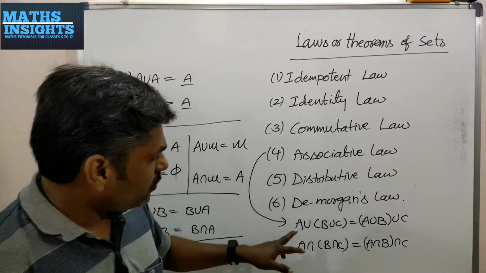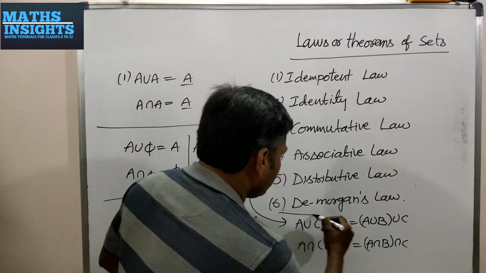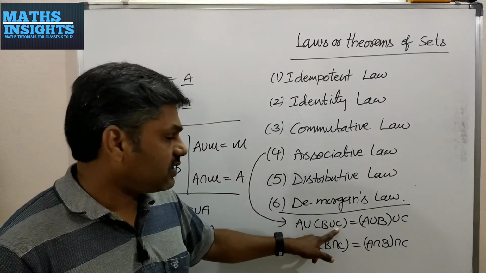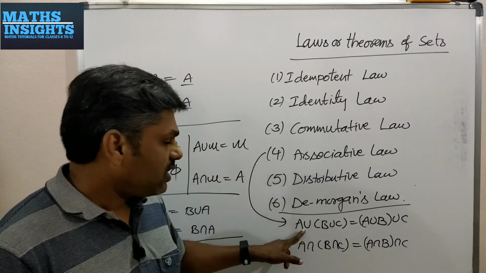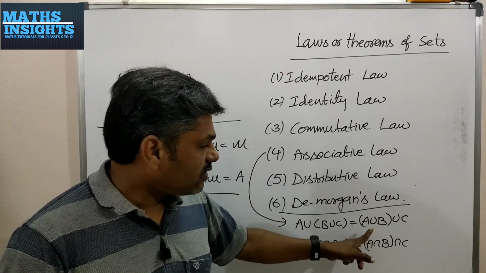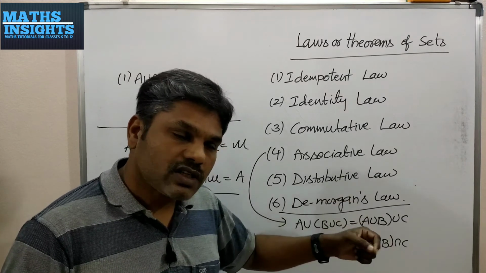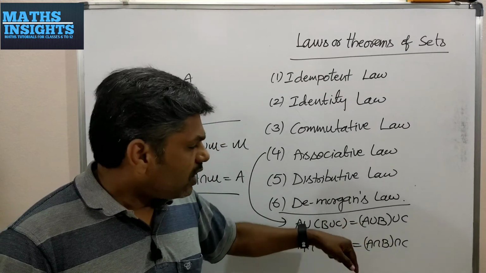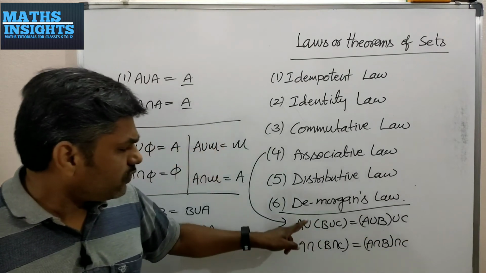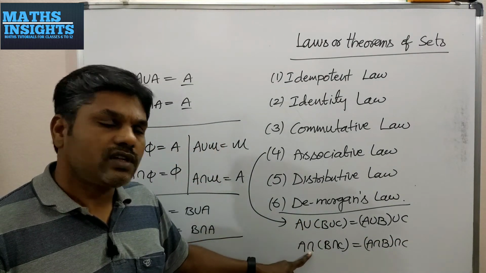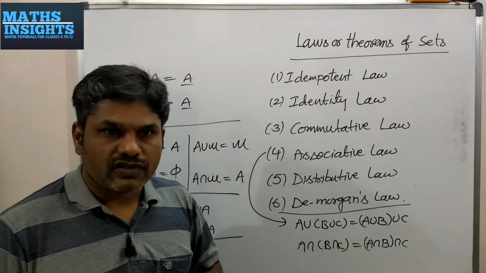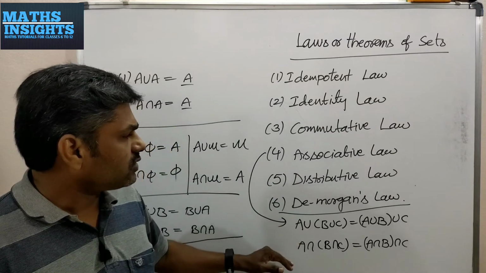That means if you observe the first one, you are taking B union C as a set and A as a set, and if you combine these two sets, you will get the same set after combining A and B first instead of B and C, and again combining with C. So if you change the operation, union changed to intersection, then you will get the same answer. These are the two associative laws.